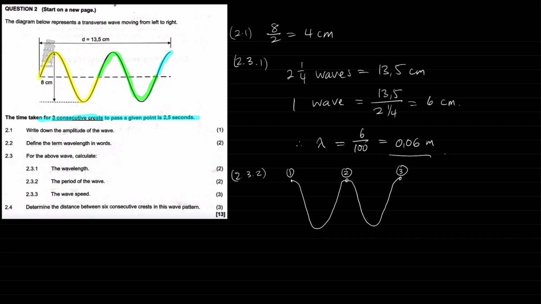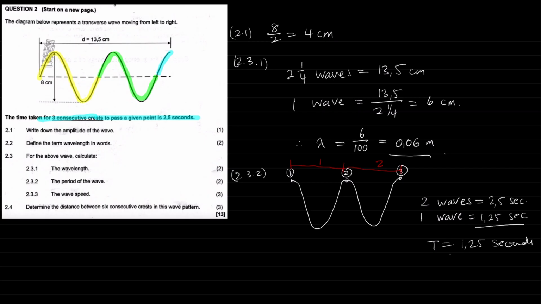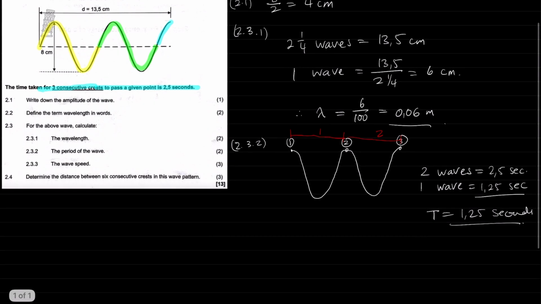All right. Now, we need to figure out what is period. Period is the time taken for one wave. So we need to know how many waves are here. Now, we can count a wave as the distance from crest to crest. So from here to here is actually one wave. From here to here is actually 2 waves in total now. So that 3 consecutive crests is there to trick you. 3 consecutive crests is the same as 2 waves. So 2 waves is 2.5 seconds. That means one wave is going to equal 1.25 seconds. And that's our answer. That's our value for T.